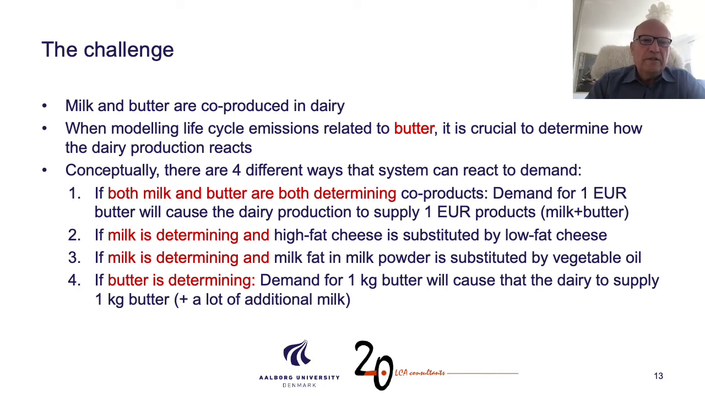And finally, the fourth option would be that butter is identified as determining. In that case, the demand for 1 kilogram of butter will cause the dairy to supply 1 kilogram of butter, but there will be a lot of additional milk. So what we did here was analyzing all 4 possible systems, you could regard it as a kind of sensitivity analysis or as an experiment to see what would actually happen and what would be realistic and what would be plausible.